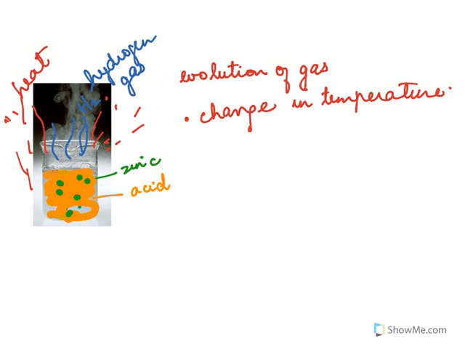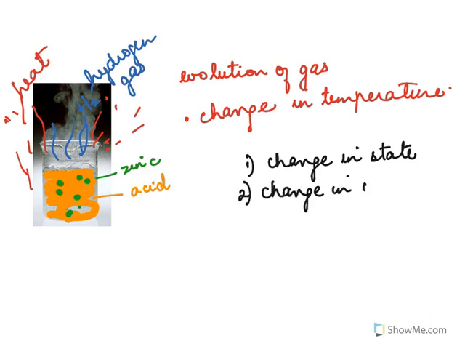Now to summarize, there are 4 things that denote that a chemical reaction has taken place. First, change in state, which we have seen in the melting of the wax. Second, we have seen change in color, and for change in color we saw how the blue turns into green when an iron nail is put in. There are many other reactions like rusting of iron, where the iron turns reddish in color.